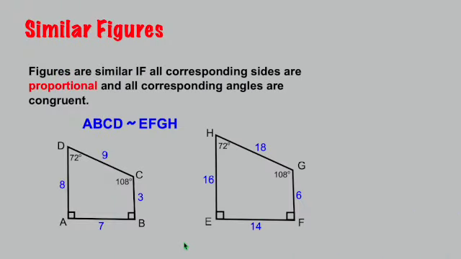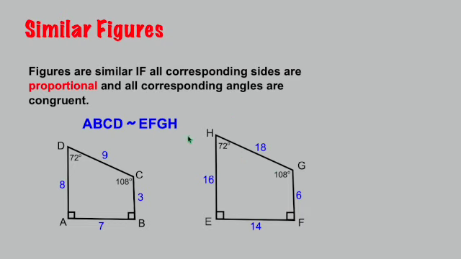The first thing we're going to do is look at what actually makes figures similar. I've got a figure here on the left and a figure here on the right, and up here it says ABCD is similar to EFGH. What makes them similar is this: they're similar if the corresponding sides are proportional, more on that in a moment, and all the corresponding angles are congruent. Well, the angles are fairly obvious here. On the bottom, we have a right angle and a right angle. Same thing over here at angle E and F. We have 72 degrees here, 108 here, 72 degrees, 108. So clearly the angles are congruent.